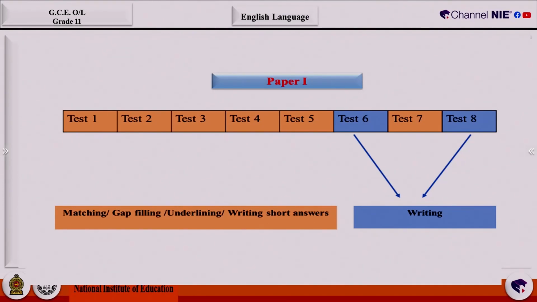All the others are very simple. Matching, gap filling, writing short answers, they will be the test items. So, you can be very confident because paper 1 is easier even than paper 2.